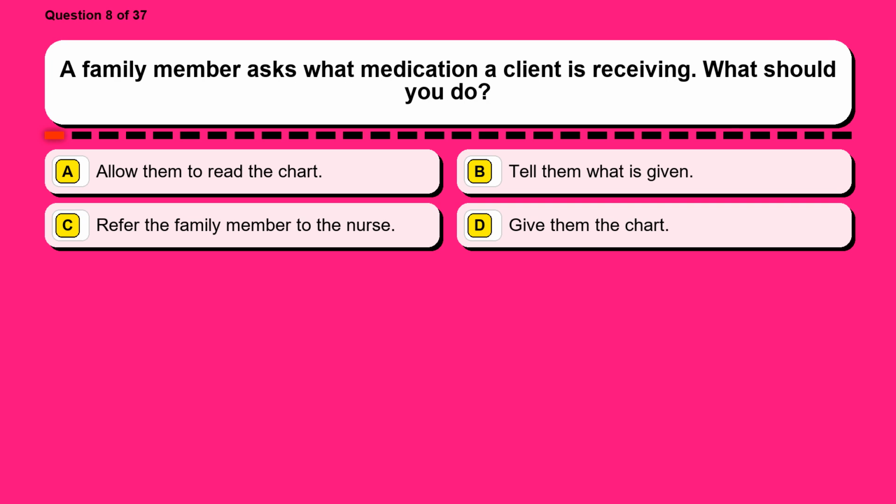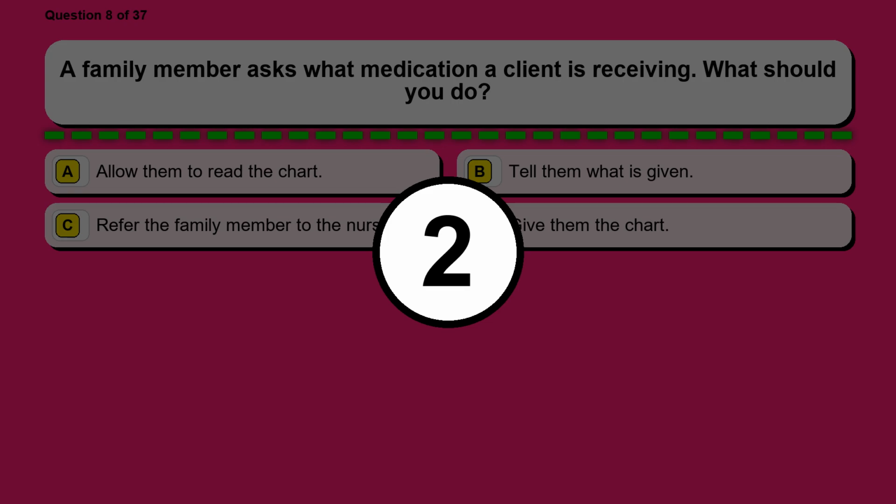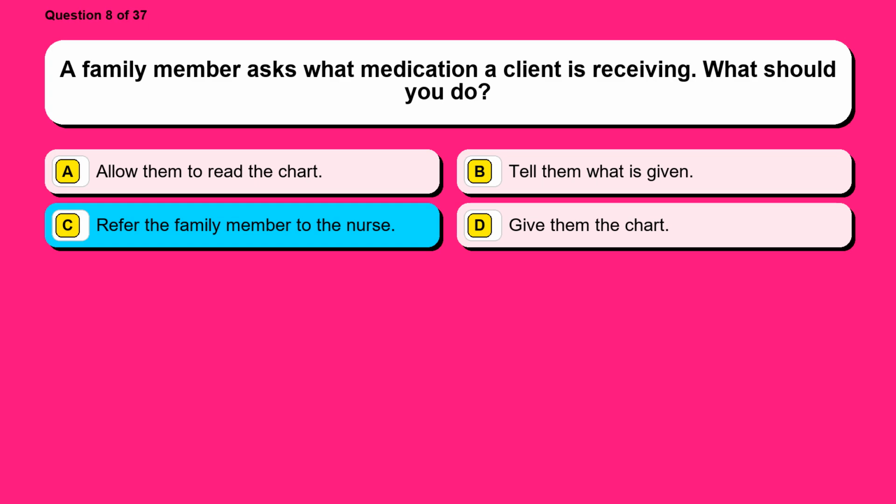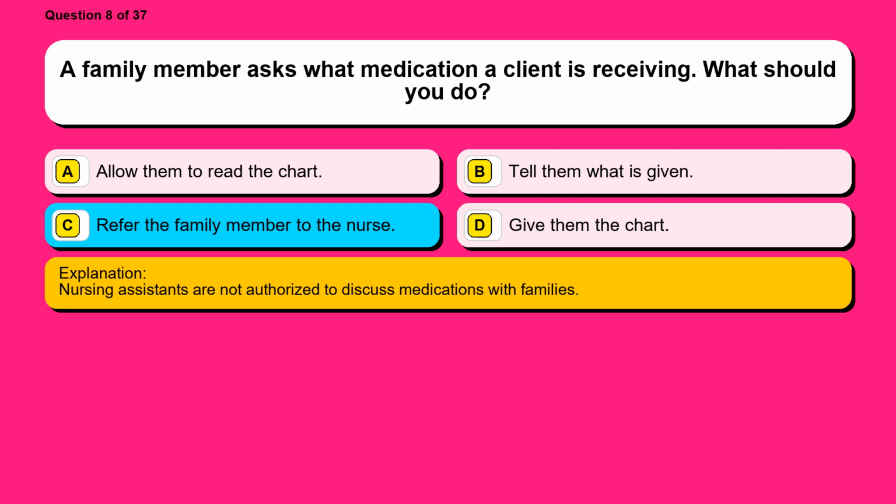Question 8. A family member asks what medication a client is receiving. What should you do? Option A. Allow them to read the chart. Option B. Tell them what is given. Option C. Refer the family member to the nurse. Option D. Give them the chart. The correct answer is option C. Refer the family member to the nurse. Nursing assistants are not authorized to discuss medications with families.